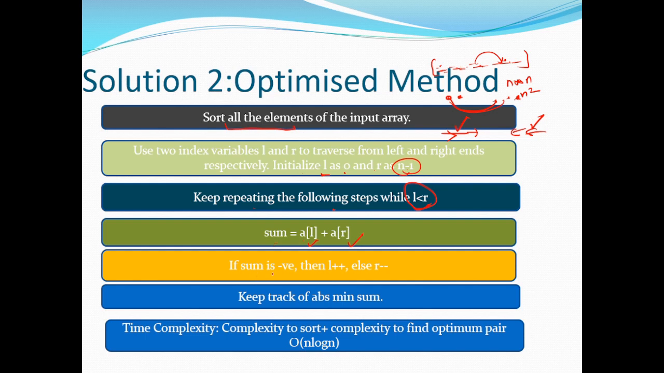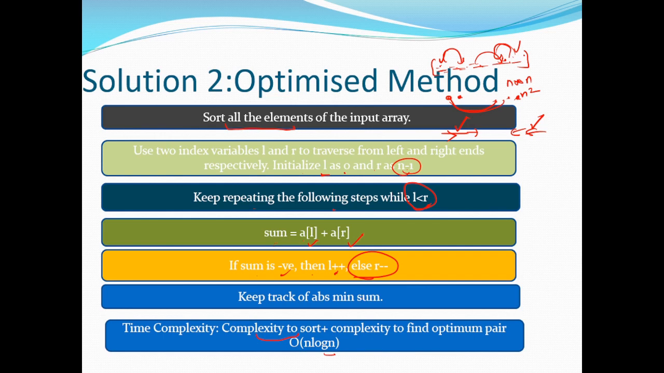Okay, and if you are adding these two elements and the sum is getting negative, then you will increment the L. You will move here, otherwise you will do R minus 1. And then every time we will compare the absolute minimum sum. First of all, the complexity to sort will be n log n, and then the complexity to find the optimum pair will be linear. So the time complexity will be order of n log n.